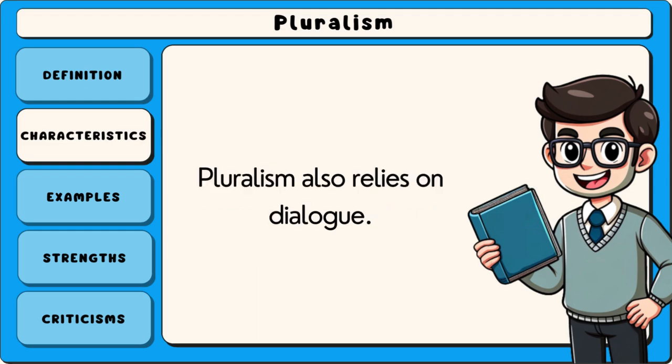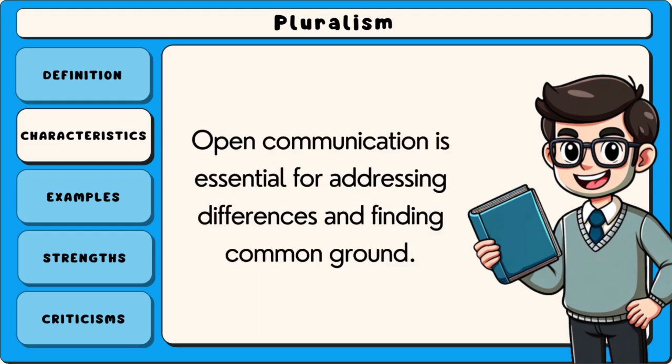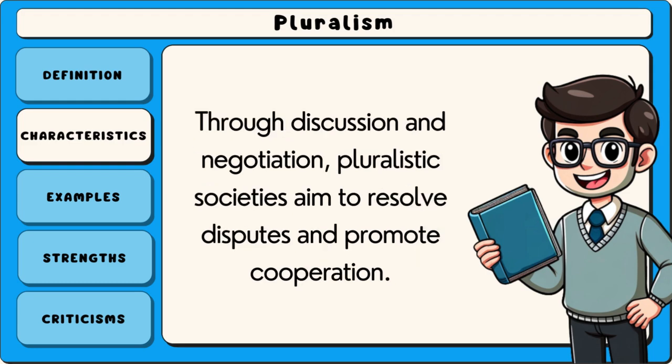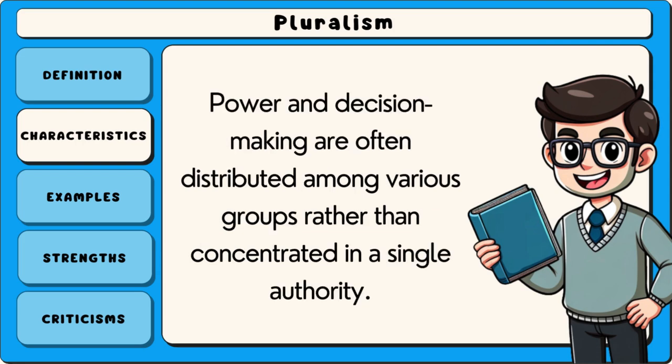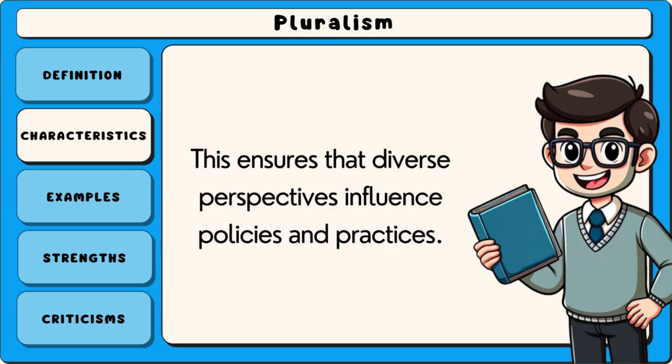Pluralism also relies on dialogue. Open communication is essential for addressing differences and finding common ground. Through discussion and negotiation, pluralistic societies aim to resolve disputes and promote cooperation. Finally, pluralism is characterized by decentralization. Power and decision-making are often distributed among various groups rather than concentrated in a single authority. This ensures that diverse perspectives influence policies and practices.